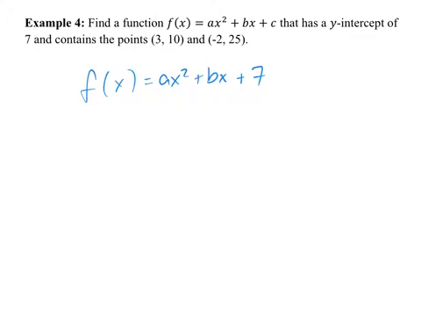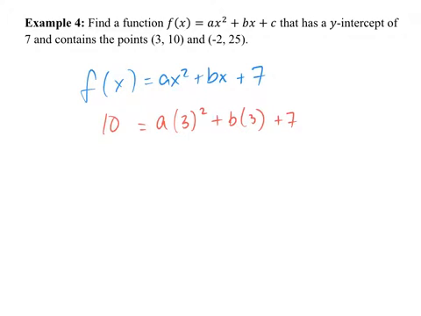So let's plug in the first one, (3, 10). Where does the 10 go? Into the y. Good. 10 equals, keep going. 10 equals a times 3 squared, plus b times 3, plus 7. Very good.